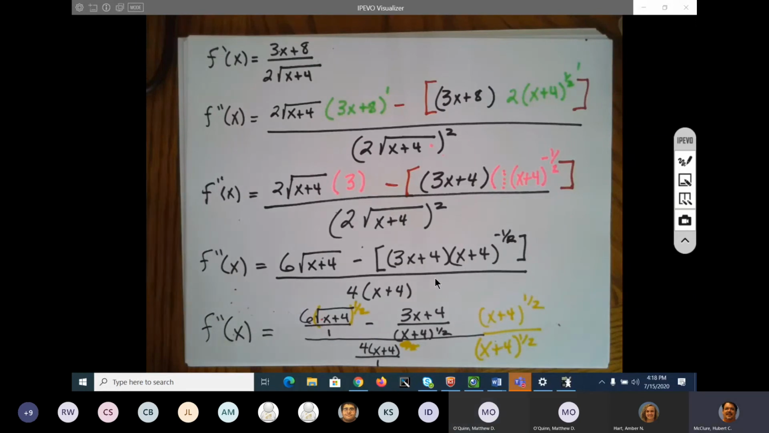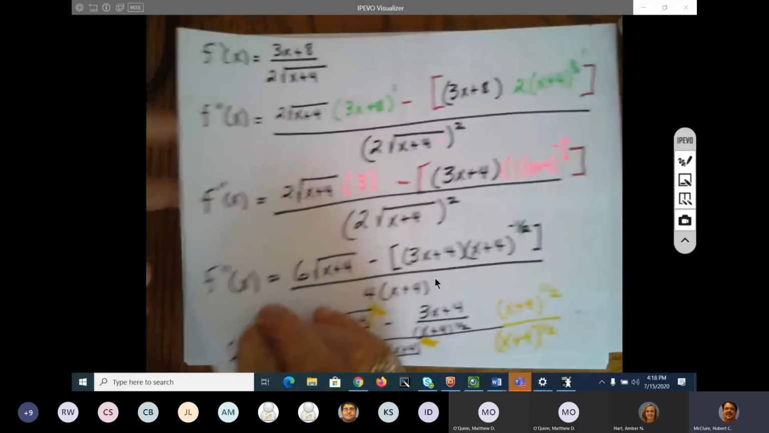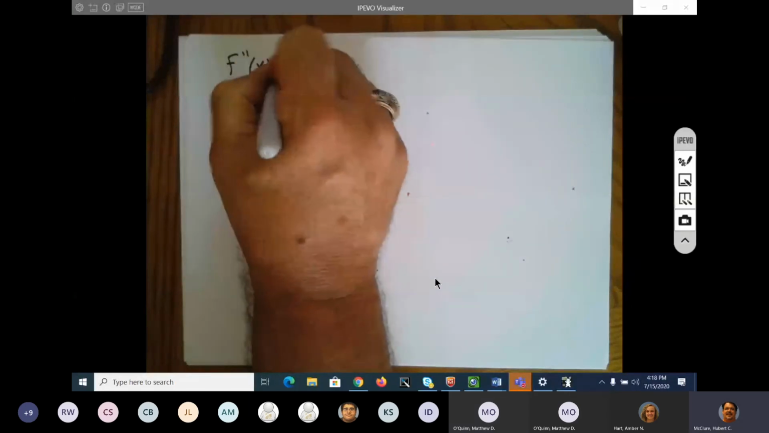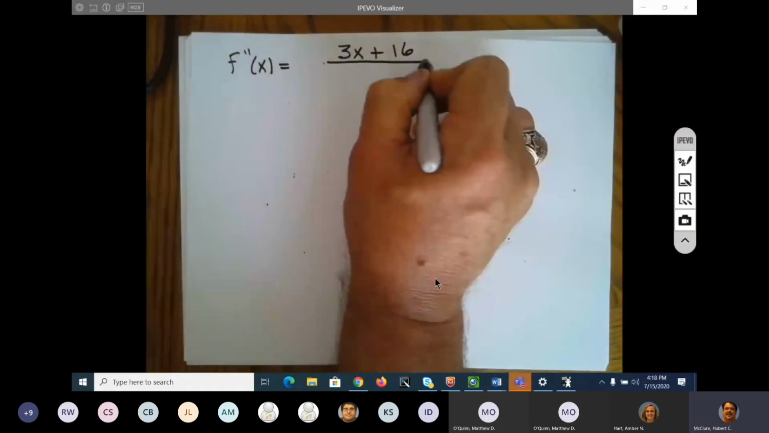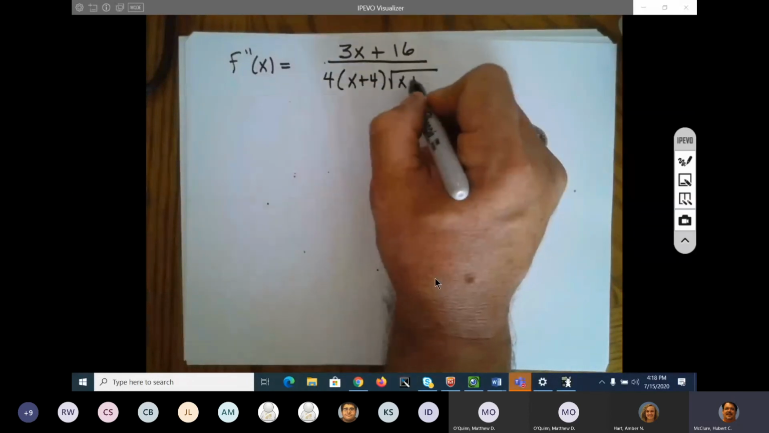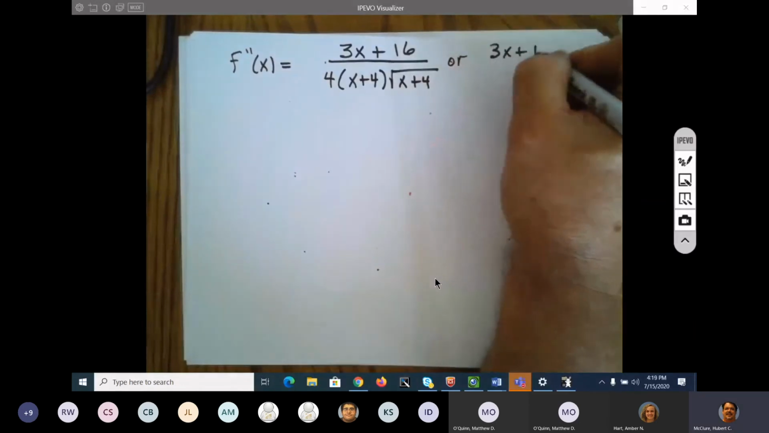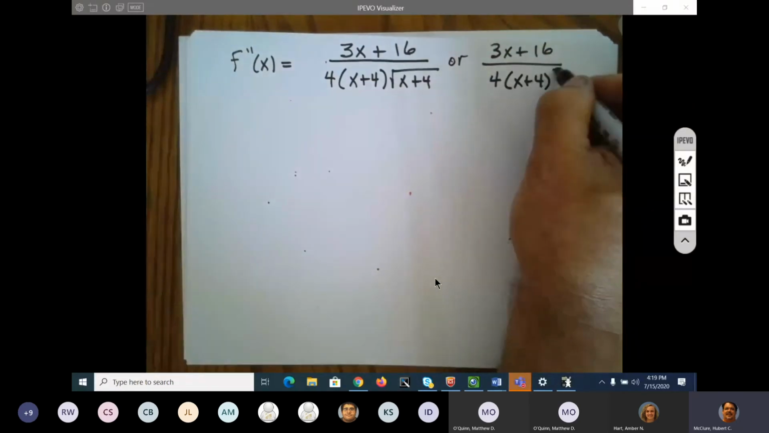And when you get through, you're going to get this: F double prime of x is equal to 3x plus 16 over 4 times x plus 4 times the square root of x plus 4, or 3x plus 16 over 4 times x plus 4 to the 3/2 power.